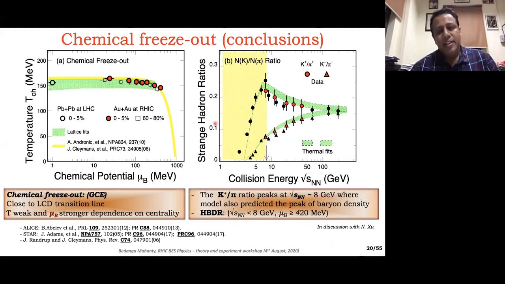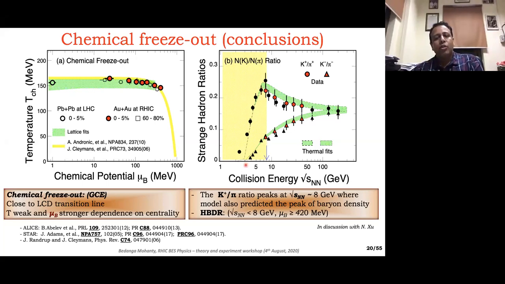Another thing one can infer is from this K to pi ratio. One notices that the K minus by pi minus ratio seems to increase smoothly with collision energy, whereas the K plus by pi plus ratio, both from the data at the RHIC beam energy scan program as well as the SPS program, seems to show a peak-like structure around 8 GeV. Now this data is well explained by the thermal model.